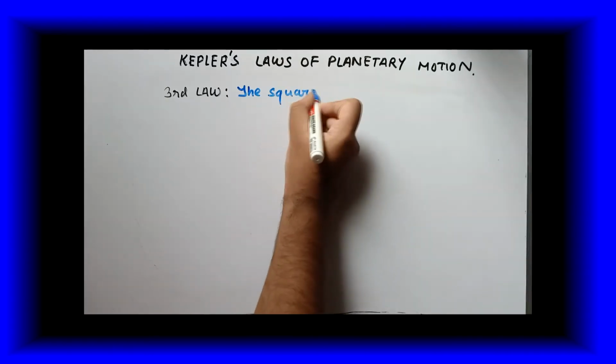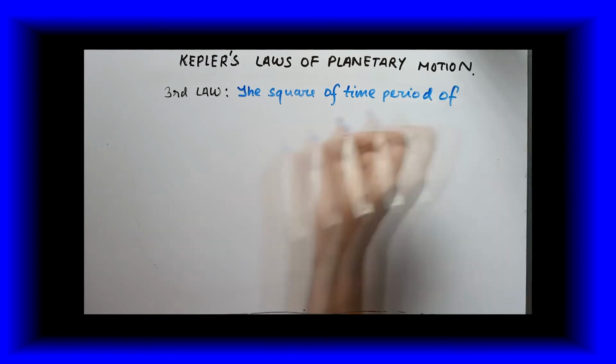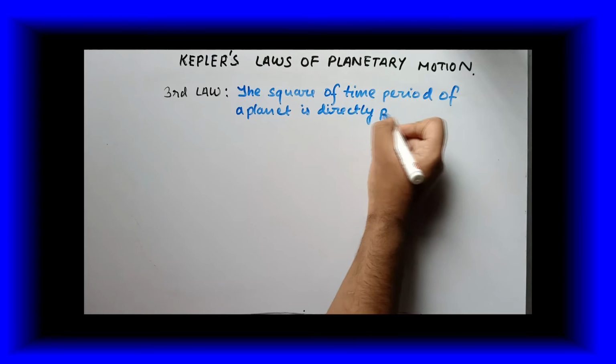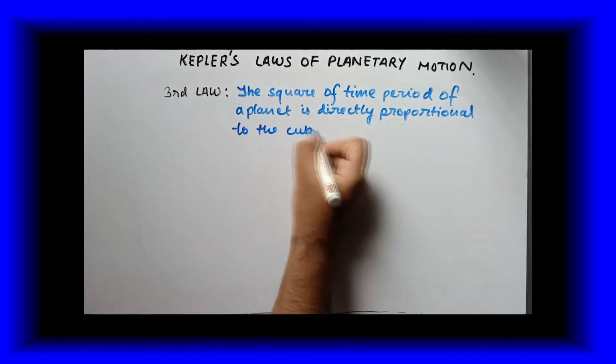The third law states that the square of the time period of a planet is directly proportional to the cube of the distance between the sun and the planet.